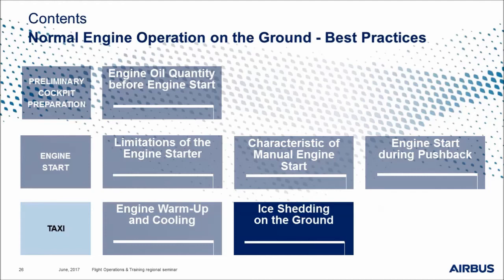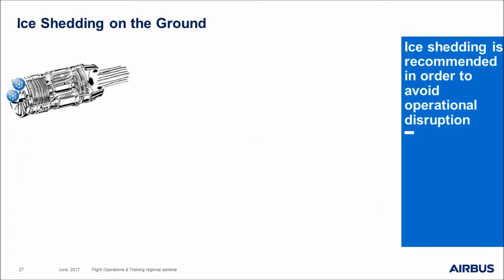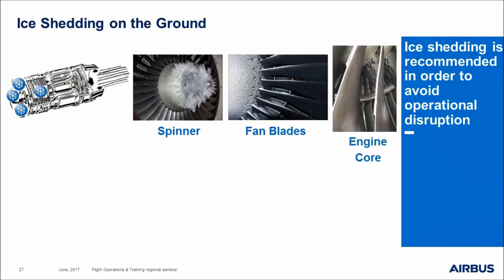Let's finish this presentation by talking about the ice shading procedure on the ground. Ice shading is recommended so as to avoid operational disruption. Why? Because ice can accrete on several parts of the engine in specific weather conditions, mainly on the spinner and on the fan blades, but also within the engine on the core.